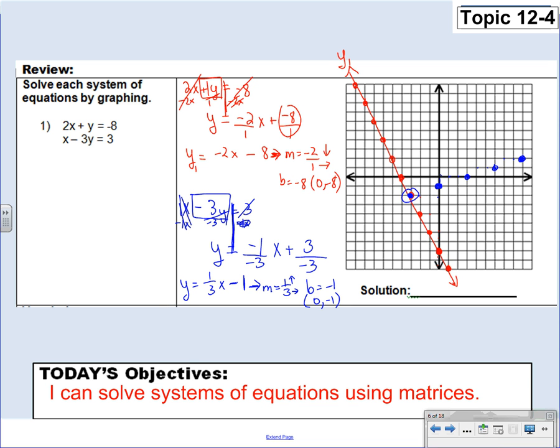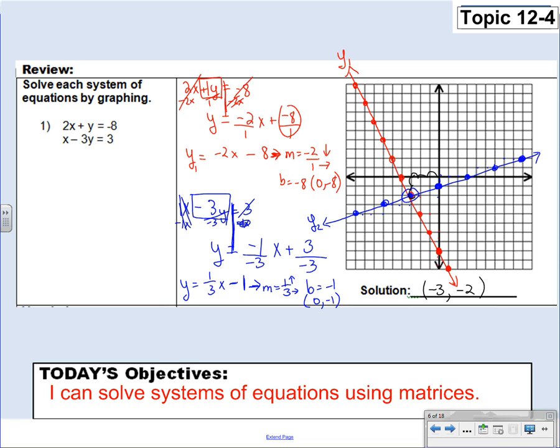We found our point that they overlap, but let's continue. Down 1 to the left 3, down 1 to the left 3. We can connect our dots. This is the equation for our second y value. And we see that our point where they intersect, I go 1, 2, 3 to the left on the x-axis, so that's negative 3, and then down 2 on the y, so it's a negative 2. And our solution is (negative 3, negative 2).